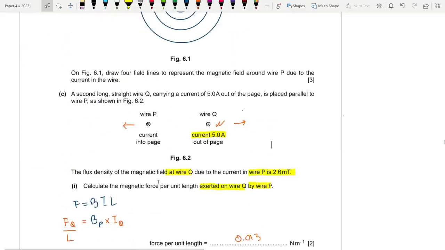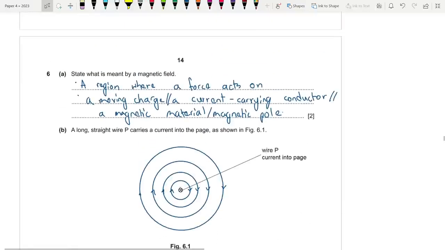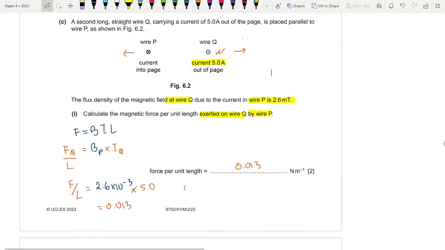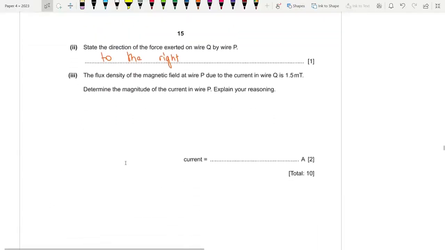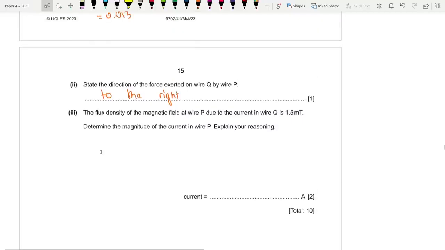So the force felt by both wires is actually the same because it depends on the product of the currents rather than the individual currents themselves. They follow Newton's third law. The flux density of the magnetic field at wire P due to the current in wire Q is 1.5 millitesla. Determine the magnitude of the current in wire P and explain your reasoning.